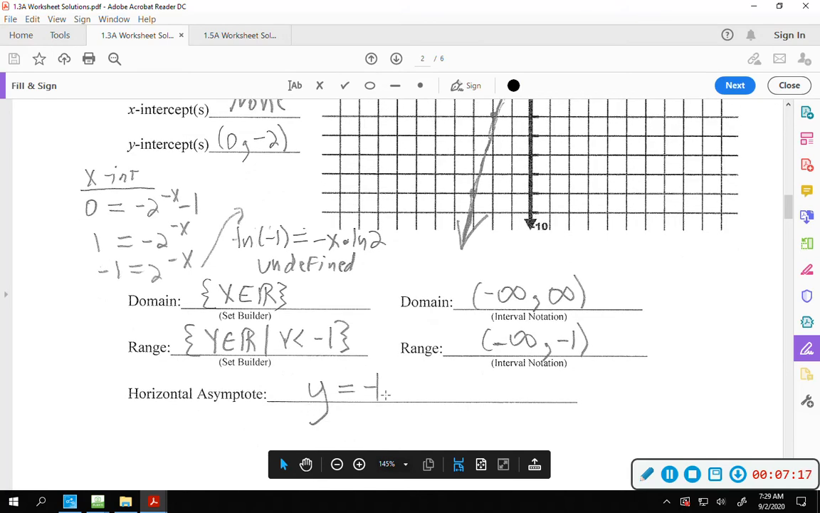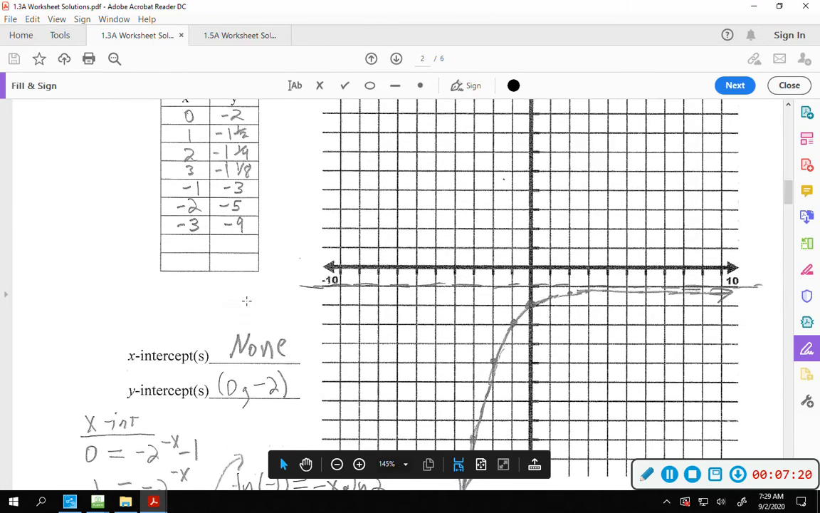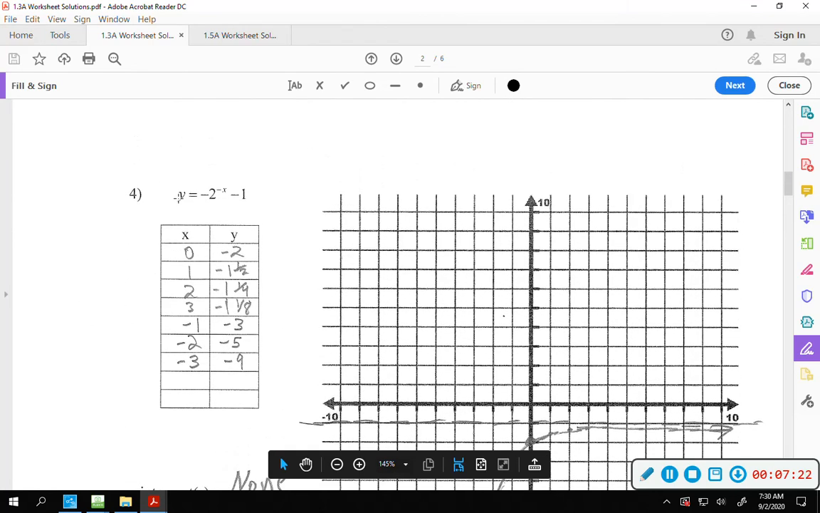There's the horizontal asymptote. Again, there is no x-intercept because if we plug in 0 for y, we add 1 to the other side, we'd have to get the negative to the other side, and I cannot take the natural log of a negative number. And we can see from our picture, it never crosses the x-axis.